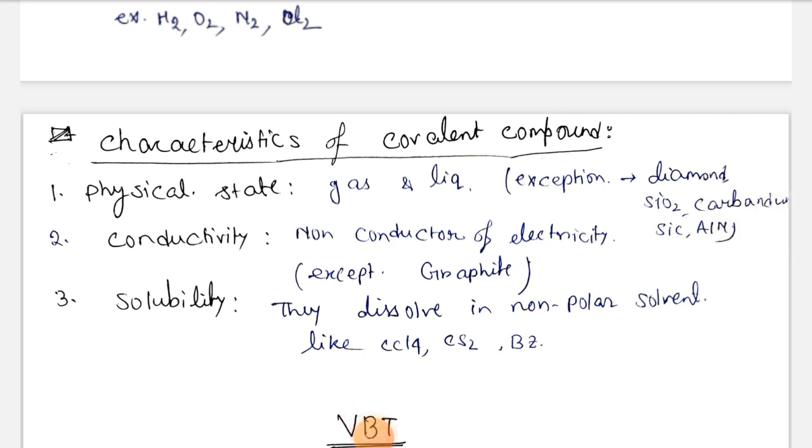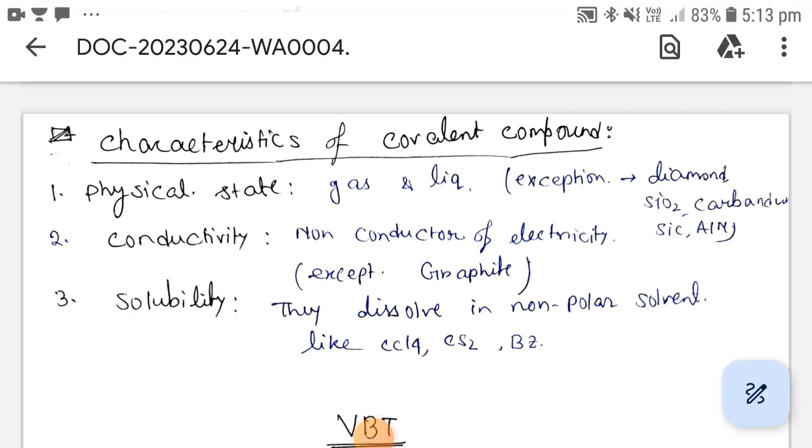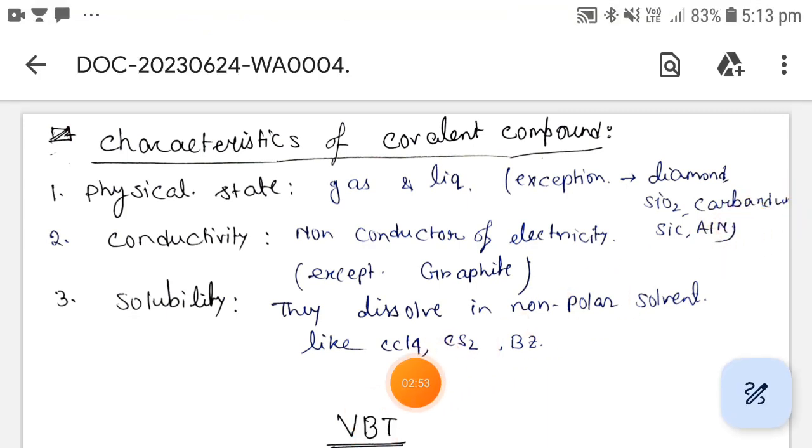Next we have to know the characteristics of covalent compounds. There are many characteristics, but the important ones are, first, physical state. These compounds are mainly gas or liquid, but there are exceptions, that is diamond, SiO2, that is silica, carborundum, silicon carbide, aluminum nitride. You have a homework: what is carborundum, the formula of carborundum. You give it in the comment section.